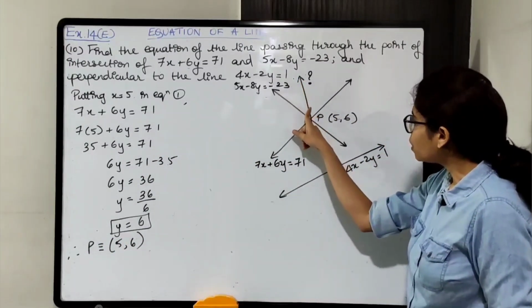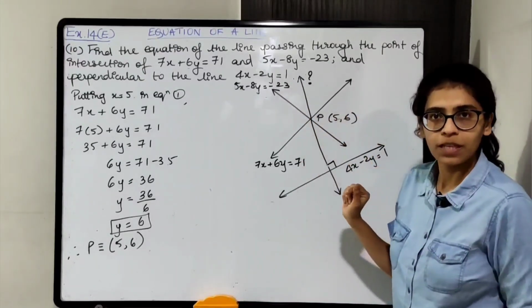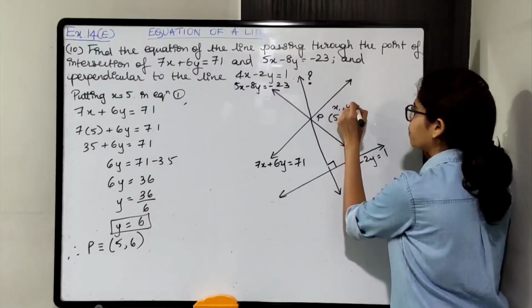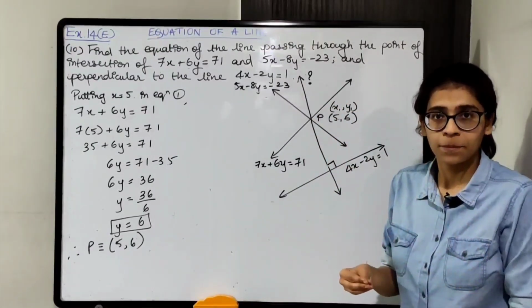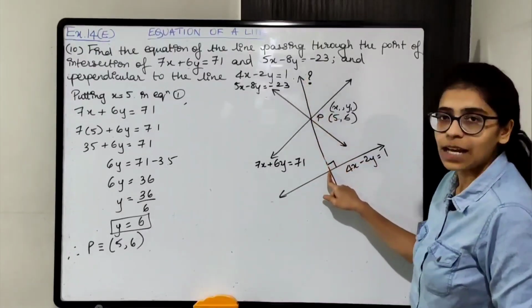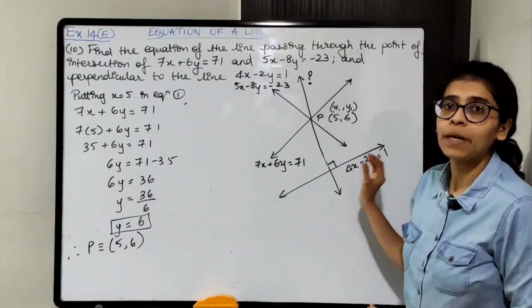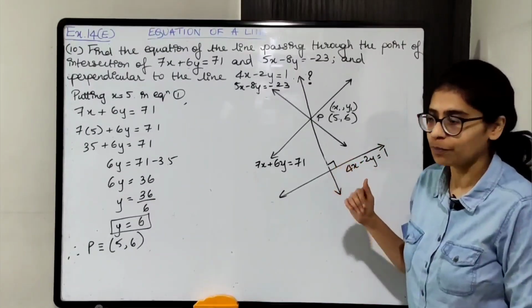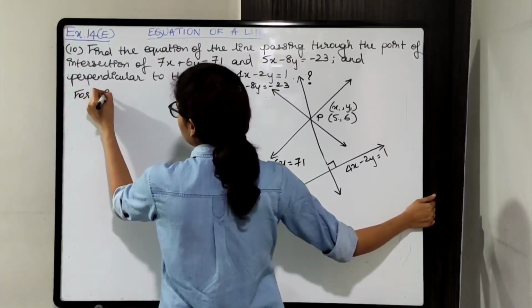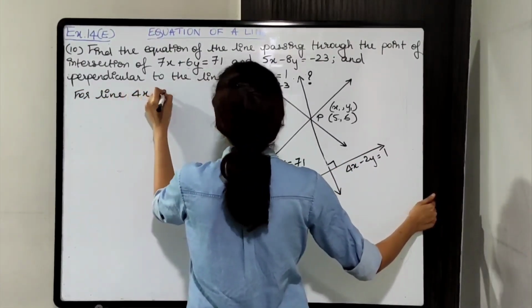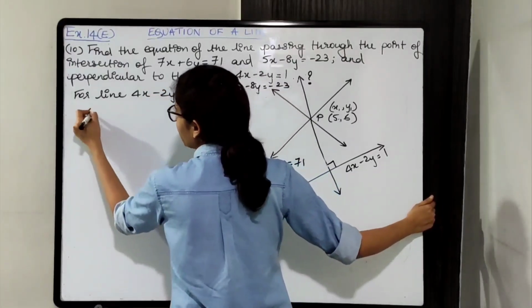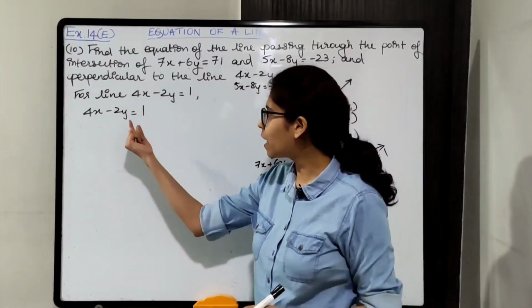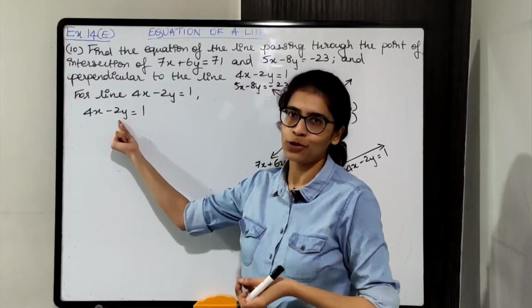So we need to find the equation of this line which is passing through point P. We got the coordinates of the point. This will be x1, y1. Okay. We need m, that is slope. So the slope of this line we'll get from the line to which it is perpendicular. So first, let us find its slope by bringing it in standard form. For the line 4x minus 2y equals to 1, write down the equation. We need to bring it in standard form. First thing is check the sign of the y term. If it is negative, make it positive.